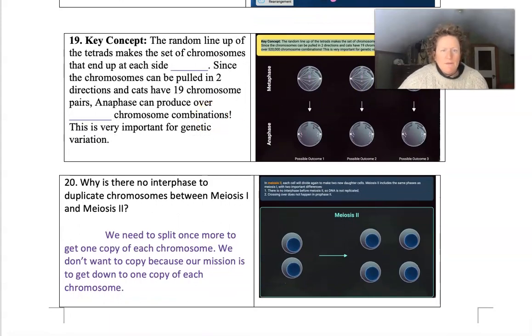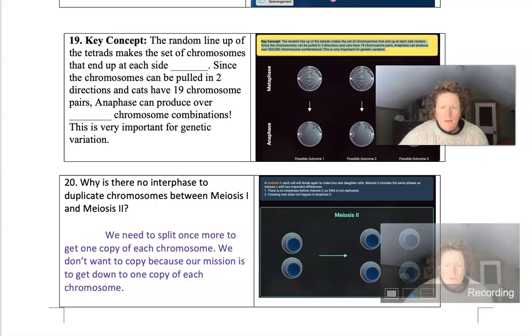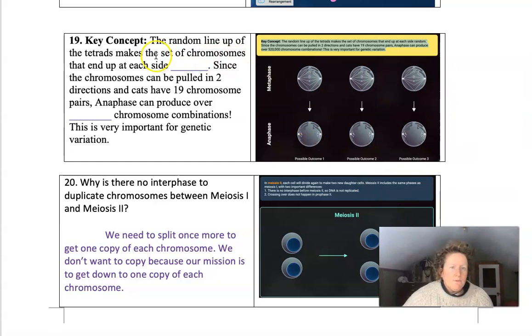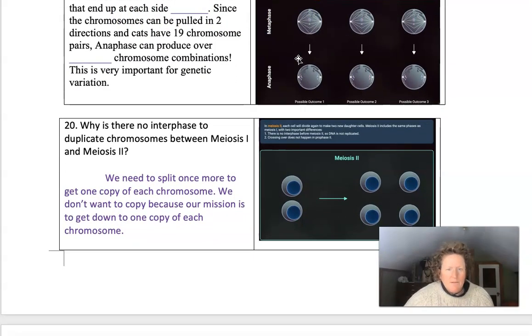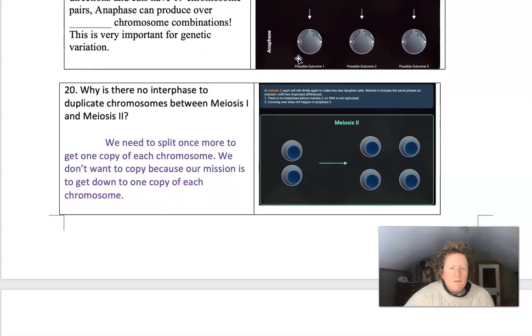The key concept you need is right actually in the screenshot there. The random lineup of tetrads makes the set of chromosomes end up on each side, and you can read the rest right there. You can blow it up on your iPad or your device if you need some help reading that.